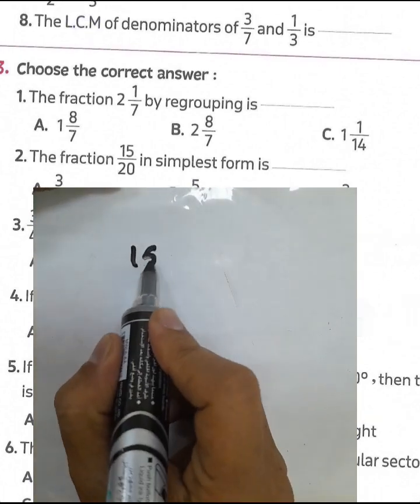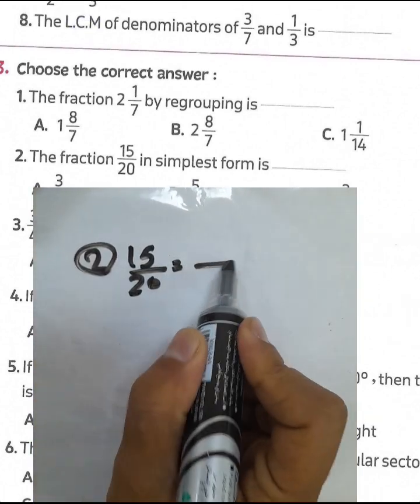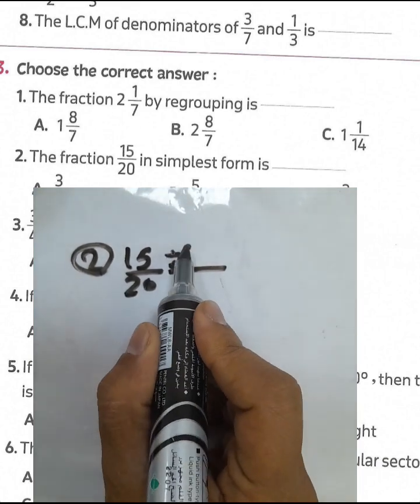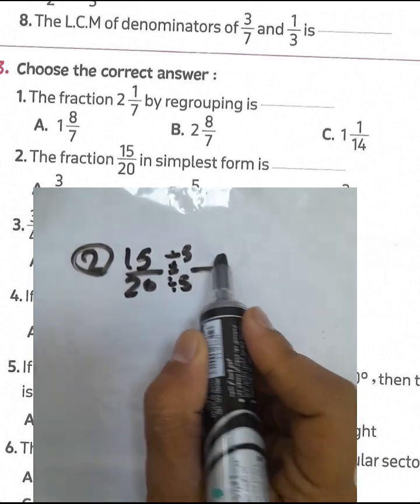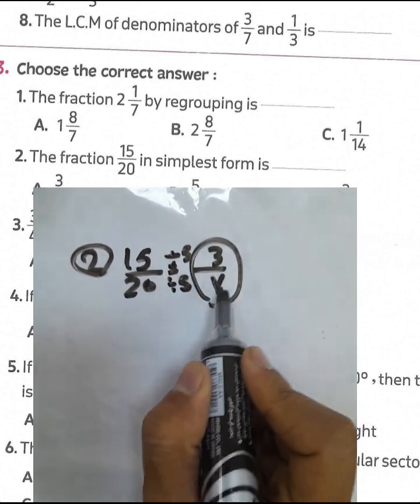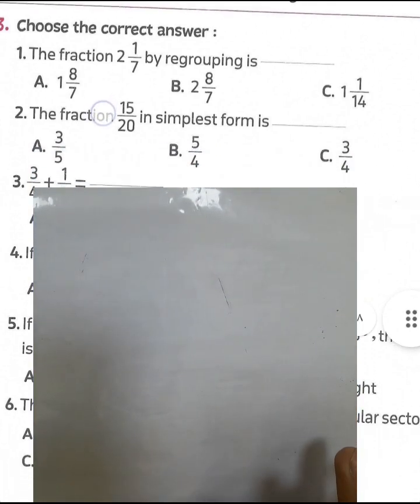Question number 2: is the fraction 15 over 20 in the simplest form? We can divide the numerator and denominator by 5. 15 divided by 5 equals 3, 20 divided by 5 equals 4, then the result will be 3 over 4. Question number 3.